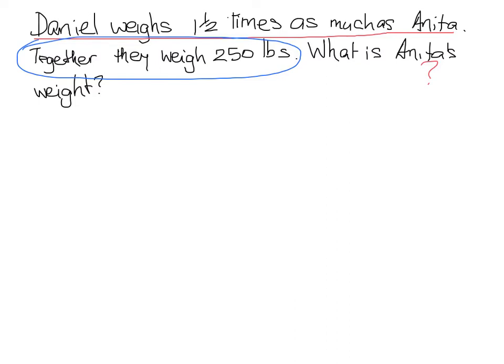The next thing that you want to do is figure out what you want to use as your variable. So I'm going to choose to use Anita, but you could actually use Daniel. You might wonder, well, why did I choose Anita if I could use Daniel? Well, the reason I chose Anita is the fact that they told us that Daniel weighs 1.5 times as much as Anita. So since they're talking about Anita, it will give us less work. So my variable will be A, and that will be for Anita.